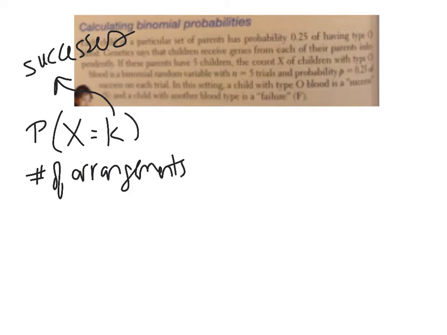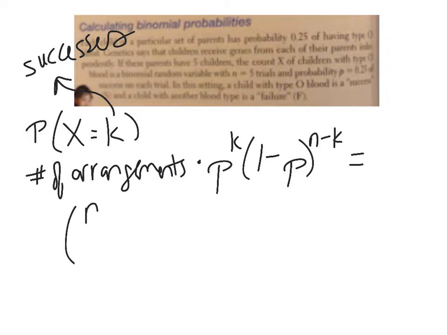So how many different ways can I get that? For example, in our last one, it was 5 different ways that I could get 1 success. Times the probability of k, which is how many successes I had, times 1 minus the probability of n minus k, which equals this kind of crazy, extra crazy looking formula. Probably not as much for you guys because you've been taking math more recently than I have.